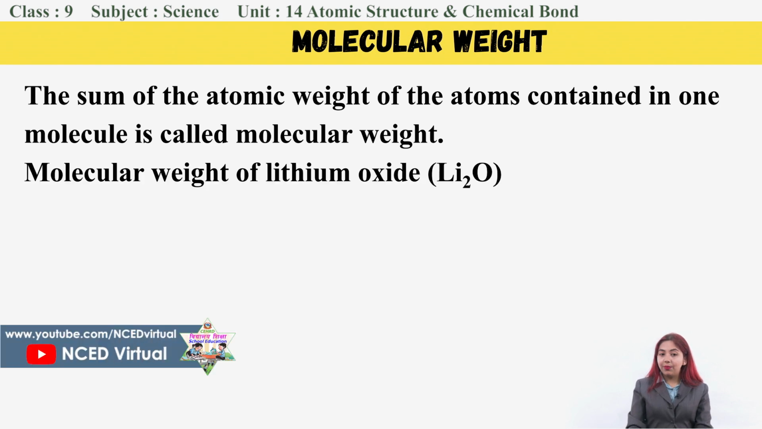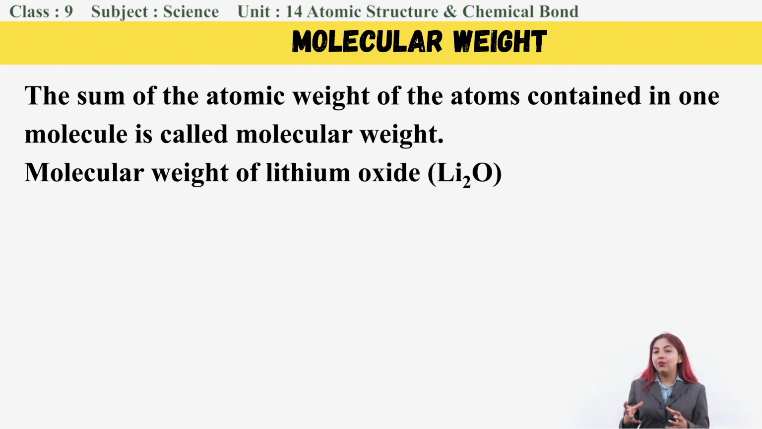The first example we'll take is lithium oxide. Let us try to find the molecular weight of lithium oxide. The molecular formula of lithium oxide is Li2O. Here you can see that to form a molecule of lithium oxide we need 2 atoms of lithium and 1 atom of oxygen.